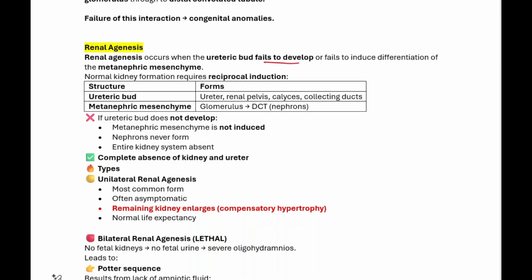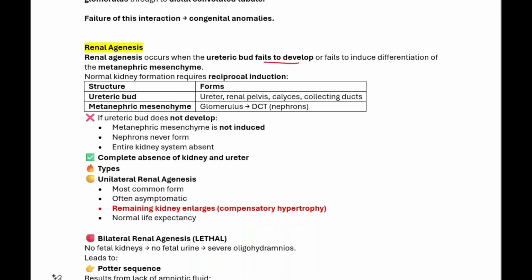And as we mentioned earlier, structures that come from the ureteric bud include what? Very good. So collecting ducts, our calyces, our pelvis, and the ureter. As opposed to the metanephric mesenchyme, which includes our glomerulus, right? Our proximal convoluted tubules, our loops, and our distal convoluted tubules. So all those structures come from the metanephric mesenchyme.